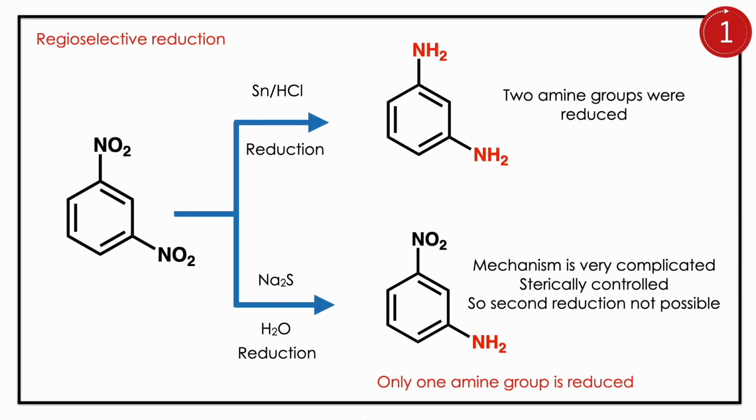Here the reactant is the same, the only difference is the reagents. Here tin and HCl is a reducing agent. It doesn't have any selectivity, so both nitro groups go to the amine form. On the contrary, sodium sulfide leads to only one amine reduction. The mechanism of the reaction is strictly controlled, complicated. Only one nitro group is reduced to an amine.